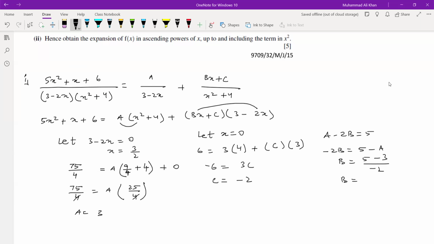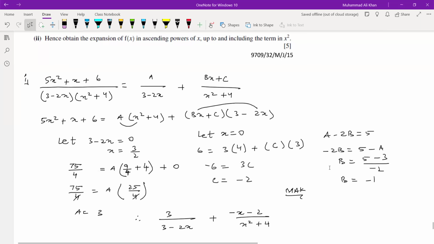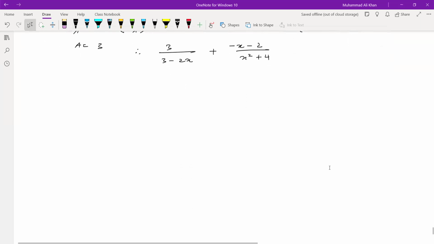So the value of b is -1. So therefore, the final answer is a is 3 over 3 minus 2x plus b is -1 and c is -2 minus x minus 2 over x squared plus 4. Any confusion? Now, after that, in the second part, we have to expand up to x squared.